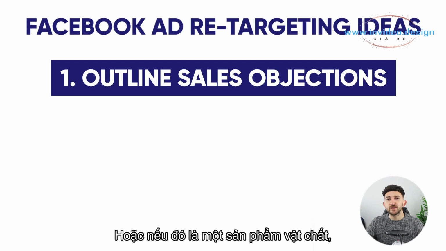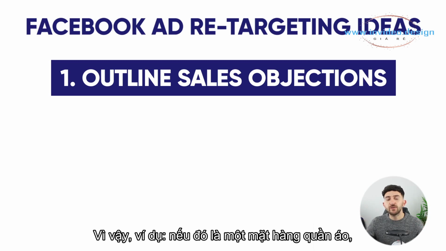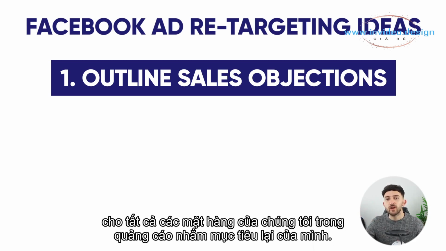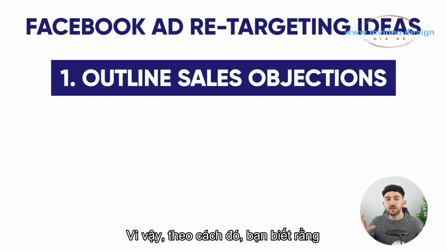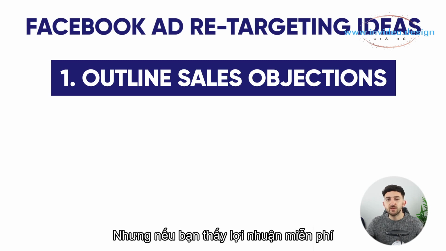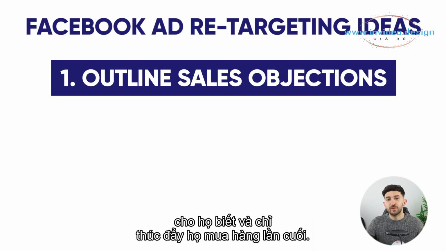Or if it's a physical product, think about the typical objections or reasons why somebody might not make the purchase. So for example, if it was a clothing item, you could say something like free returns on all of our items within your retargeting ad. So that way you know that the person who originally didn't make the purchase, maybe they were a little bit apprehensive of making the purchase because they thought it wouldn't fit. Well, if you're saying free returns within your retargeting ad, you're just letting them know and giving them that final push to make the purchase.